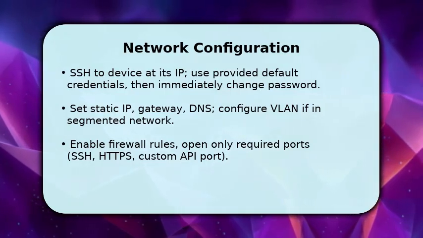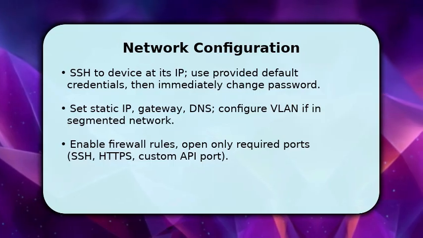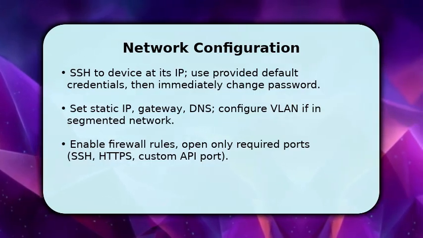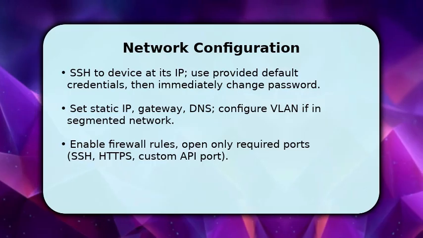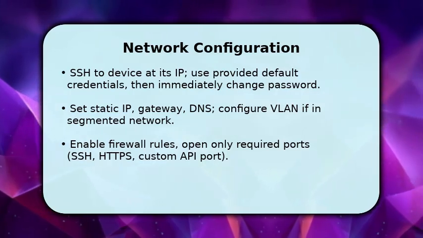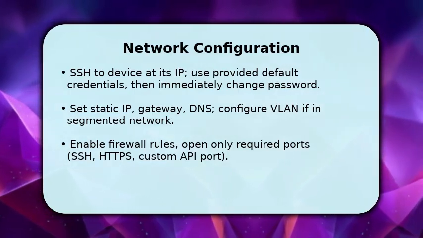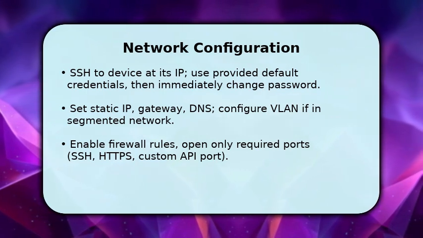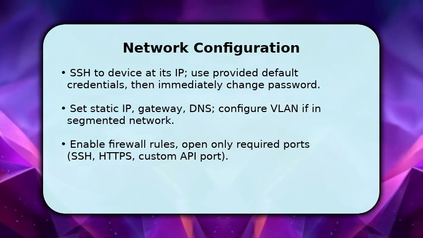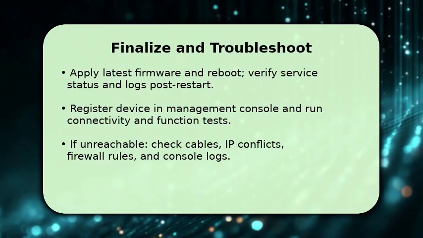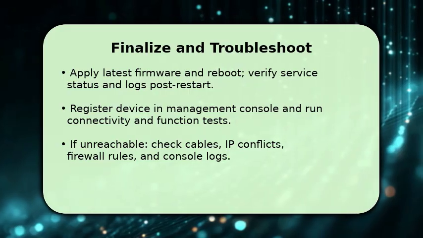Once assigned, update firewall rules so only SSH, HTTPS, and the bot's API port are reachable. These steps reduce accidental exposure and ensure reliable reachability for automation and monitoring later. Finish by installing the latest firmware, rebooting, and verifying that core services start correctly.